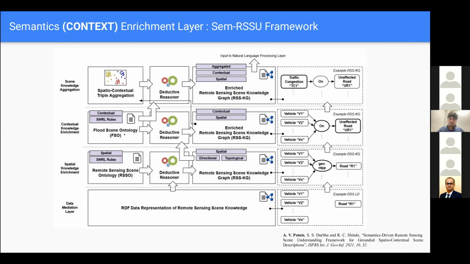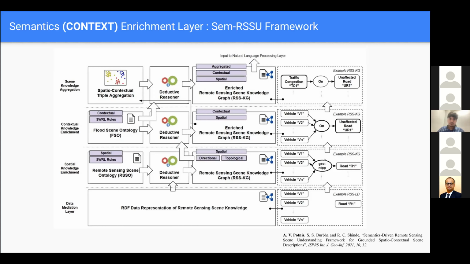the flood scene ontology was proposed by our research group. So the idea of the flood scene ontology was to formalize the different concepts that proliferate during the flood scenario, right? So this served as the background knowledge in combination with the semi-enriched knowledge graph, which was spatially enriched, given as an input to the deductive reasoner, was able to add the context and the spatial aspect to it, right?